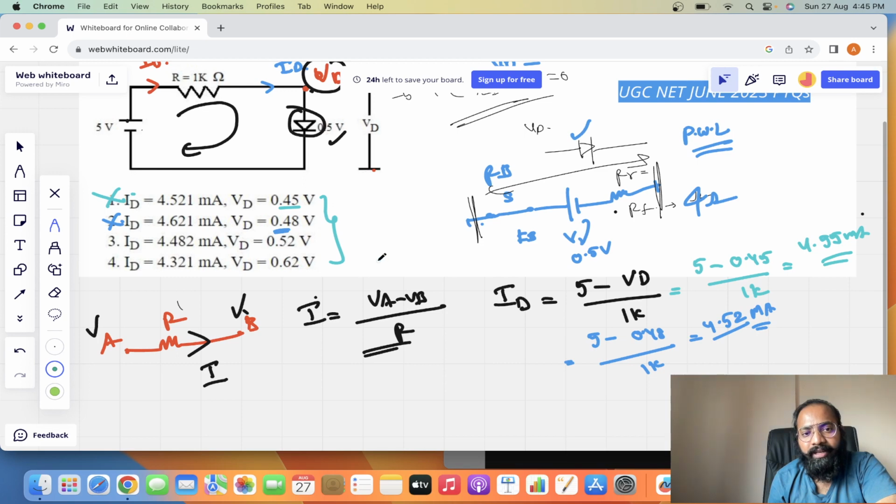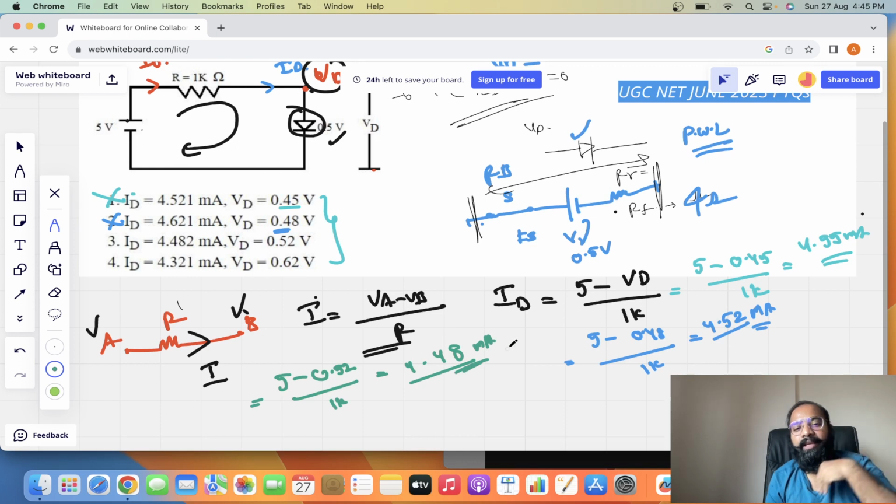Okay, let's check the third option. The third option, VD is 0.52, right? So let's take the third option. (5 minus 0.52) divided by 1K. So 5 minus 0.52 means I can take 4.48 divided by 1K, which can be taken as milliamperes. So 4.48 milliamperes, 4.48, which is matching. So let's put the third option aside.